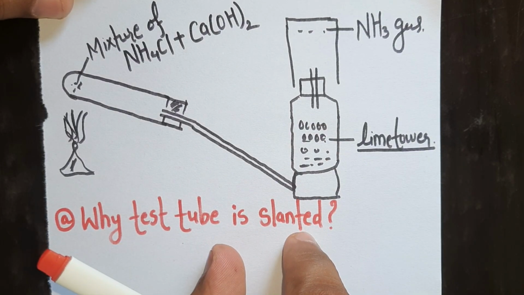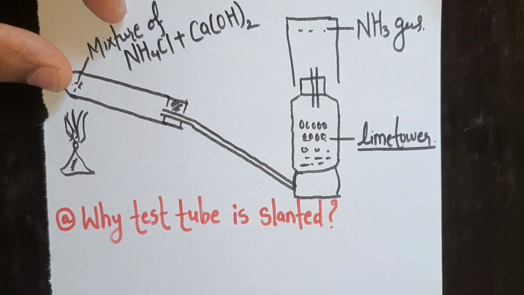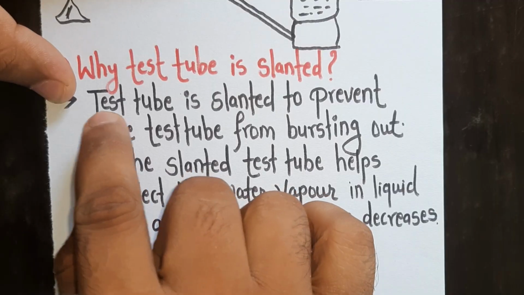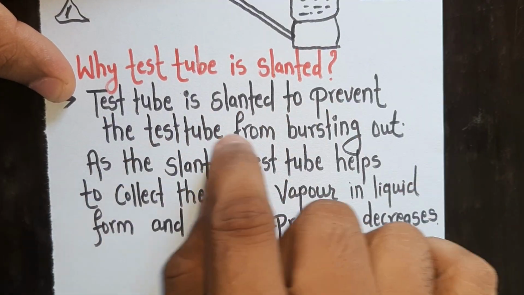We already discussed why the test tube is slanted. I'm going to write the answer here. Please follow that. Okay, see here now. What is the answer here? The answer is the test tube is slanted to prevent the test tube from bursting out.